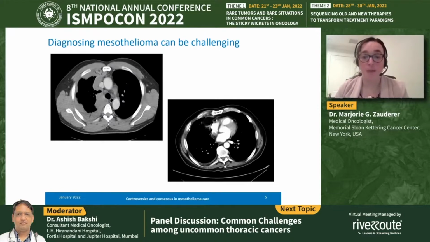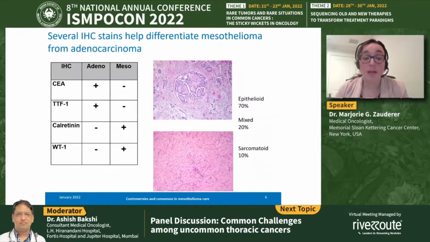Usually a surgical biopsy is necessary to make a firm diagnosis. Distant metastatic disease at diagnosis is uncommon, but does occur, and a PET is standard to be obtained at the time of diagnosis. WT1 and calretinin are key IHC markers to help differentiate between metastatic adenocarcinoma and mesothelioma.